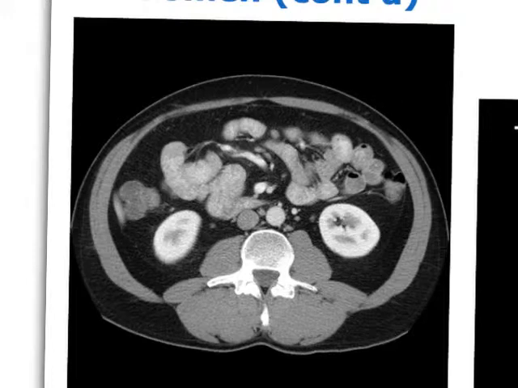Okay, again, all through here, these little fine lines, mesenteric vessels. This is the jejunum, ileum, kind of all through here. Small bowel.